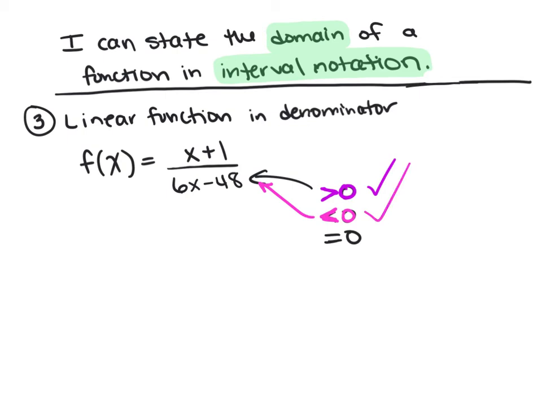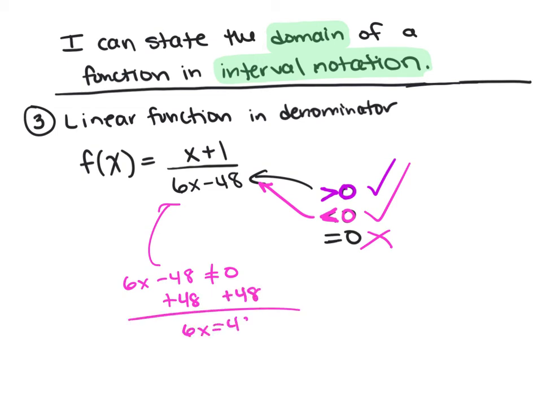And can this denominator equal 0? Can our denominator equal 0? No, because then it will be undefined. So we know this denominator of 6x minus 48 cannot equal 0. So we're just going to get x by itself. We'll have 6x equals 48, and you'll have x cannot equal 8.